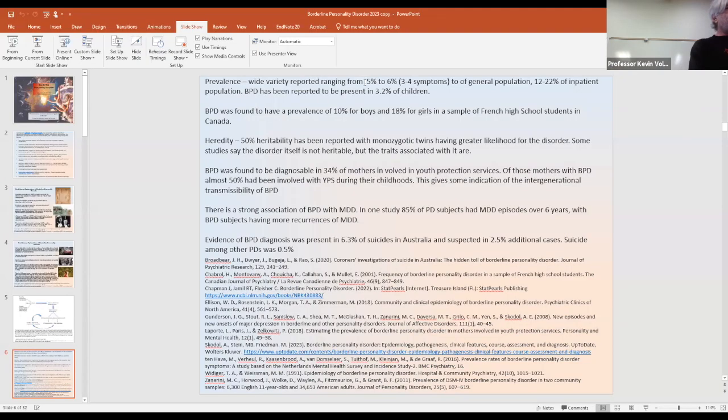The reported prevalence goes anywhere from 0.5% of the population to around 6% of the general population. The 6% comes from some studies that include three or four symptoms. Other studies included more than that. This is in the general population.